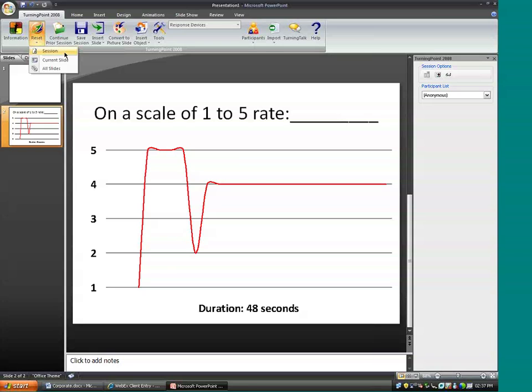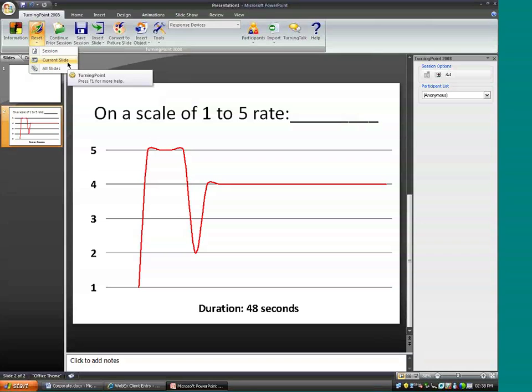But if I had back-to-back classes and they were going through the same presentation, and I didn't want individual results from each class, I just want it combined, instead of resetting the session, I would just reset all slides and allow the information to just go ahead and compound. You guys understand what I mean by all slides? Mm-hmm. Okay, yeah.